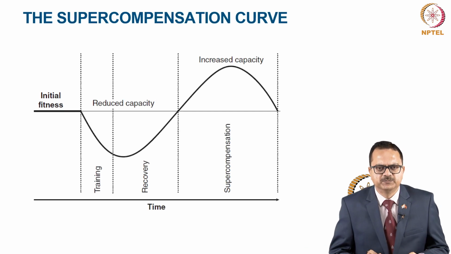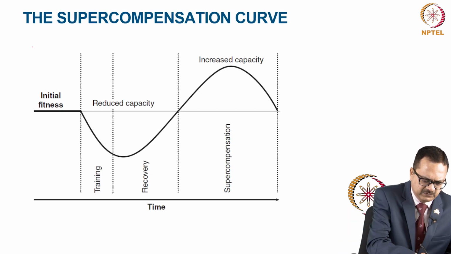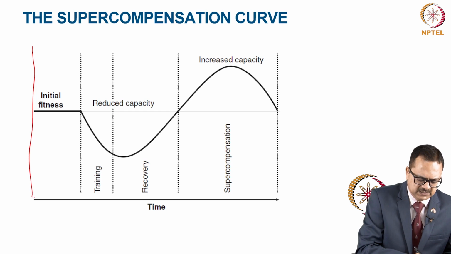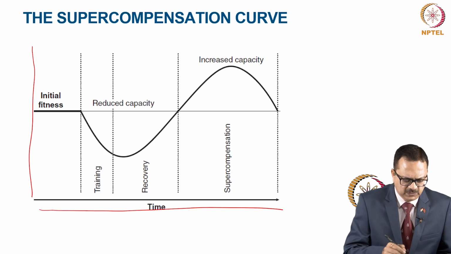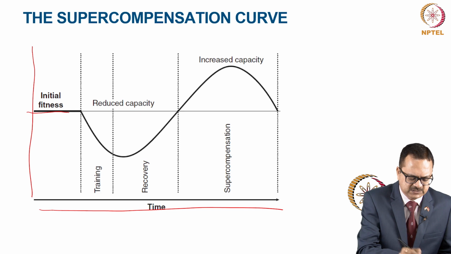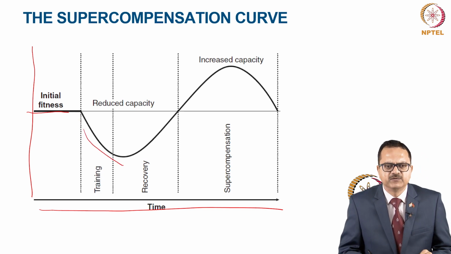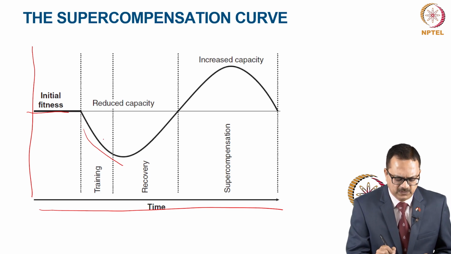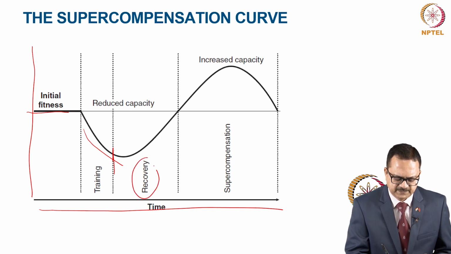Let's talk about the supercompensation curve. If you look at the graph, we are plotting fitness levels on the x-axis and time on the y-axis. Now, if you look at the baseline initial fitness level, you start loading the athlete with training. The baseline fitness level drops. It will drop till the training load or training stimulus is continuous. The moment the training stimulus stops, recovery starts.